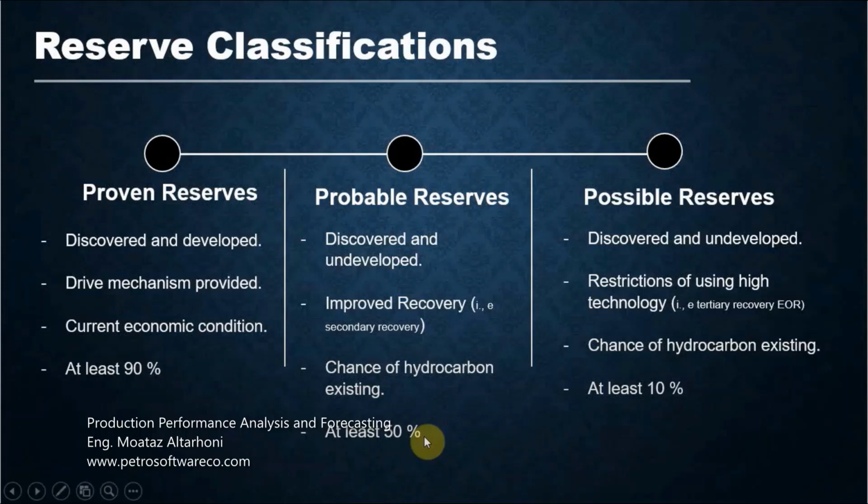we can produce. And the possible reserves, that's discovered and also undeveloped, but with restriction of using high technology. Maybe we need to use EOR and non-traditional recovery, and this type of technology is very high cost, and that's why we call the reserve possible, because we cannot reach at least 10% of hydrocarbon in the reservoir due to high costs here. So that's the possible, but cannot be proven, which can be produced.